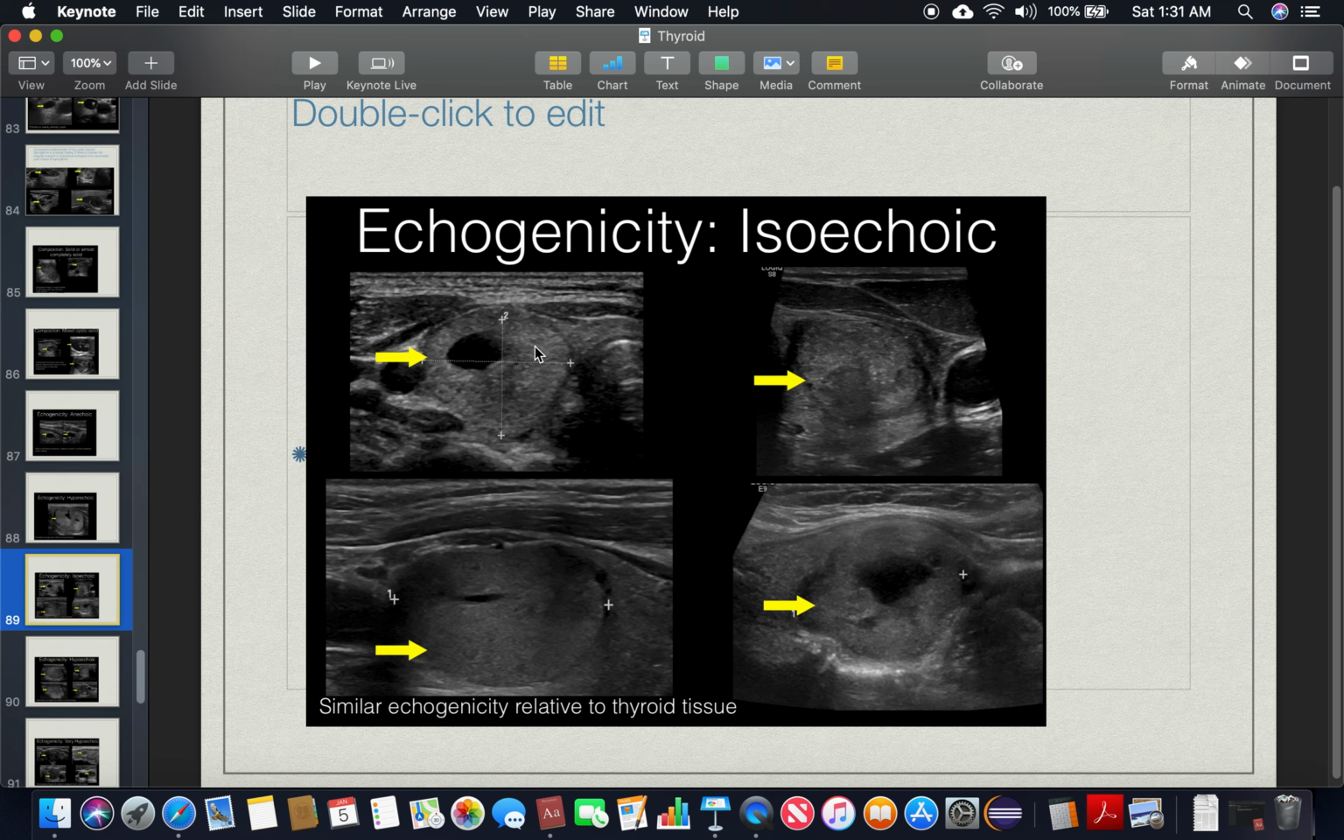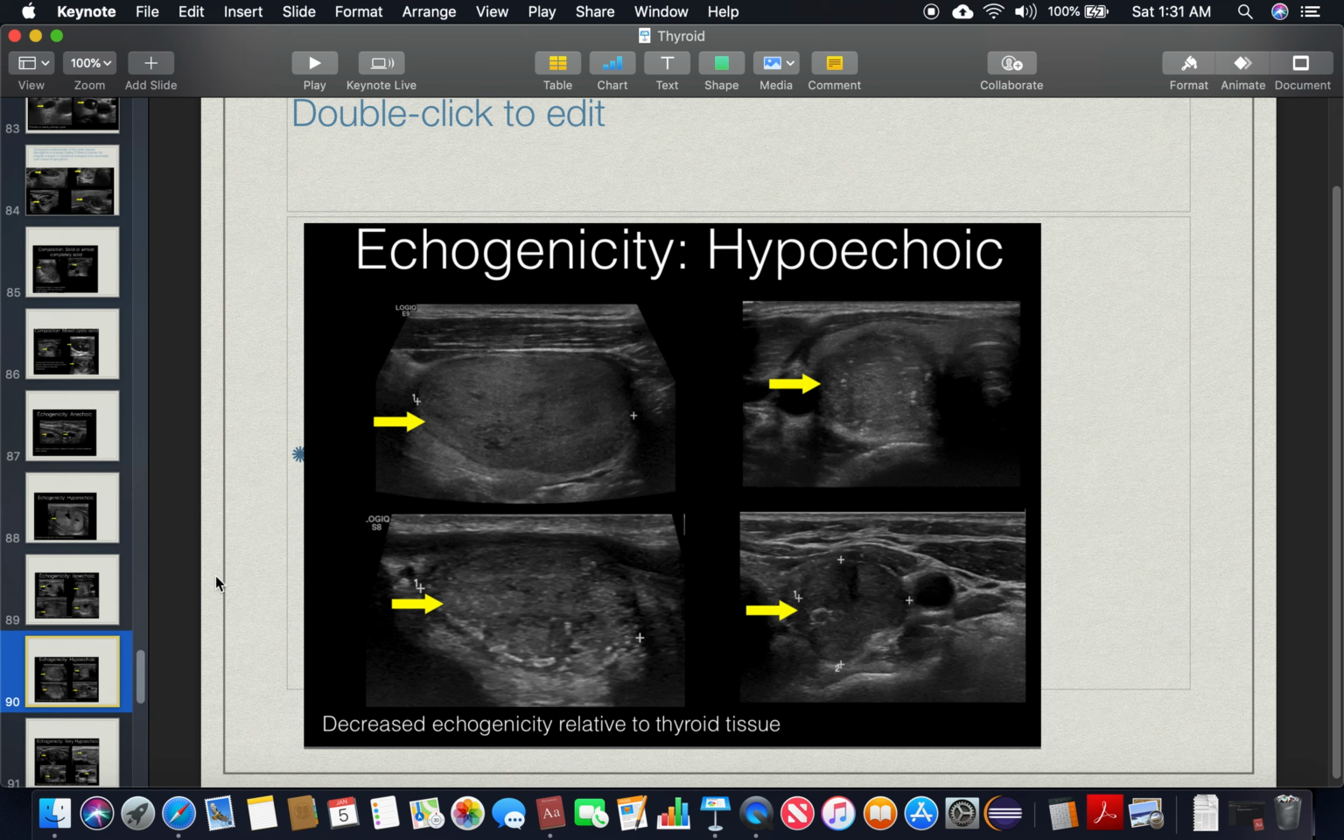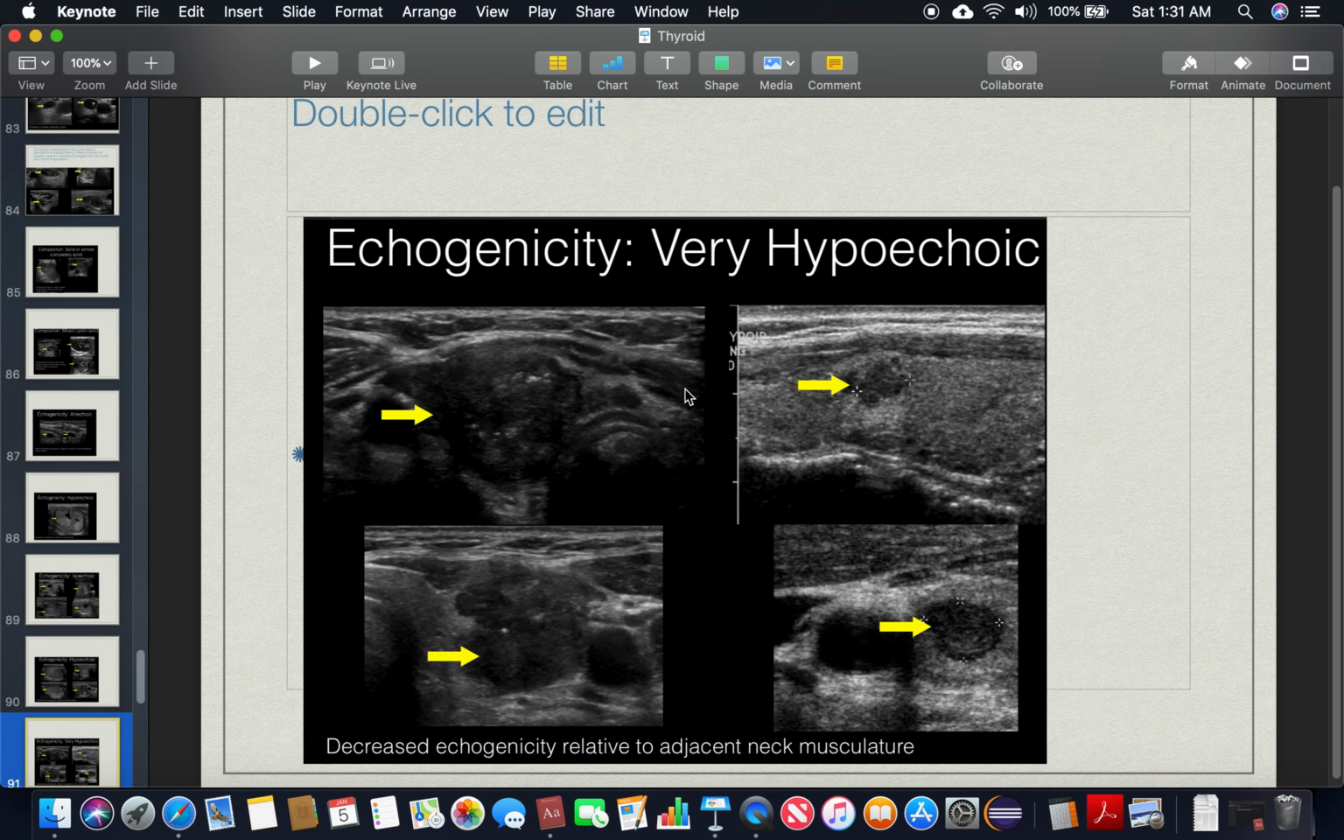Isoechoic, this versus this versus this, similar to the rest of the gland. So isoechoic. Hypoechoic, when it is lower than the rest of the gland. Here is an example of very hypoechoic, like this one. It is less than the rest of the gland.